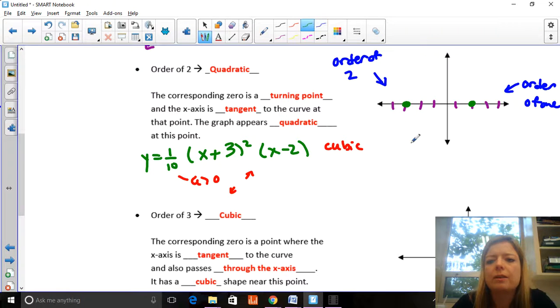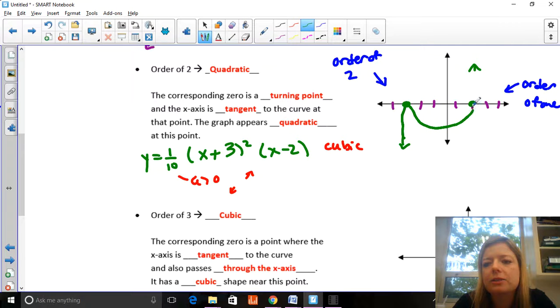So we're going to start from down here and end up here. But what happens in between? Well, because this has an order of 2, it's not going to actually go all the way through this 0 to the other side. That's what we're used to seeing. But if it has an order of 2, this 0 is actually a turning point, and the x-axis is a tangent. So it actually goes up to the 0, touches it, and then turns back down.